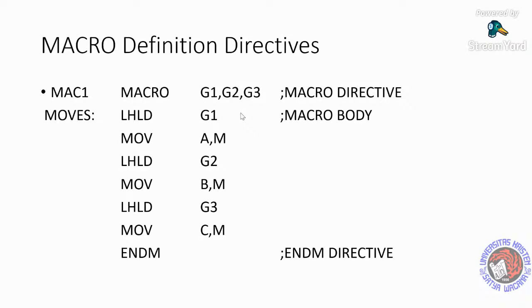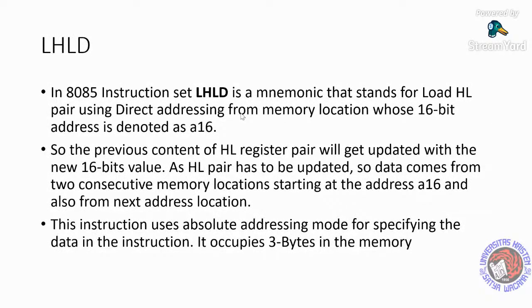LHLD. What is LHLD? LHLD is the mnemonic for load HL pair using direct addressing, from the memory location whose 16-bit address is denoted as A16. So the previous content of the HL register pair will be updated with a new 16-bit value. The HL pair has to be updated, so the data comes from two consecutive memory locations starting with the address A16 and also the next address location. This instruction uses the absolute addressing mode for specifying the data in the instruction. And of course, LHLD occupies 3 bytes in memory.